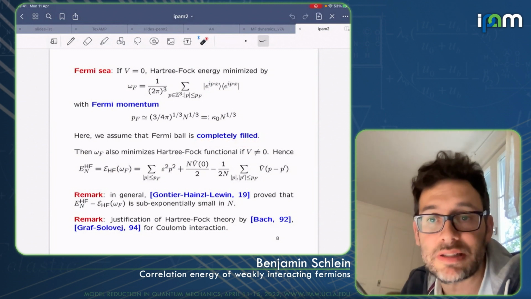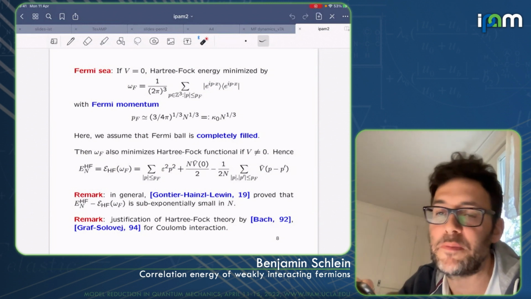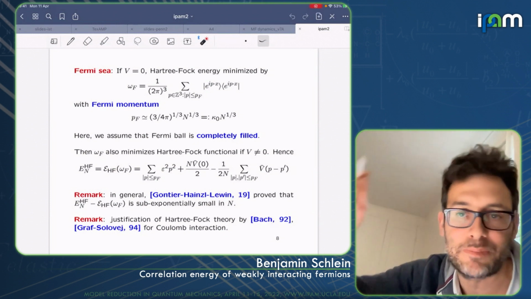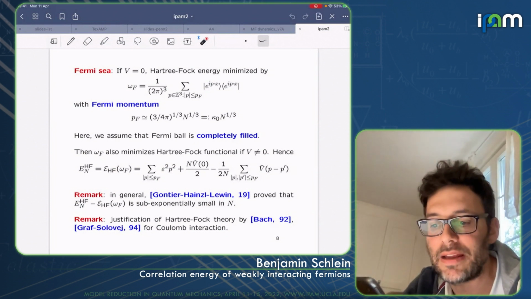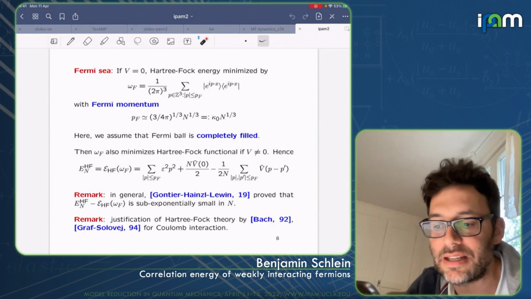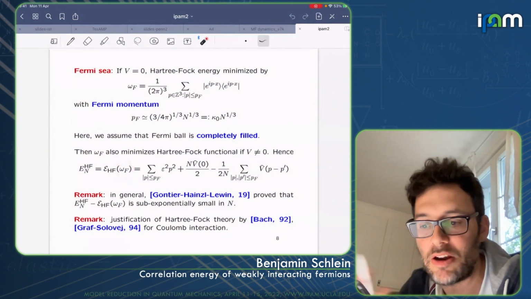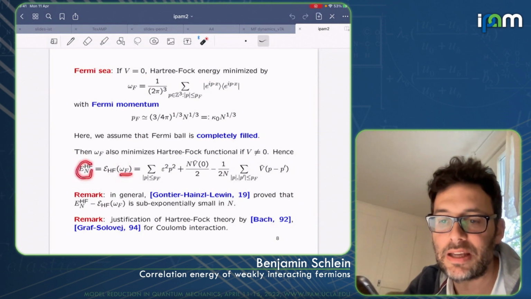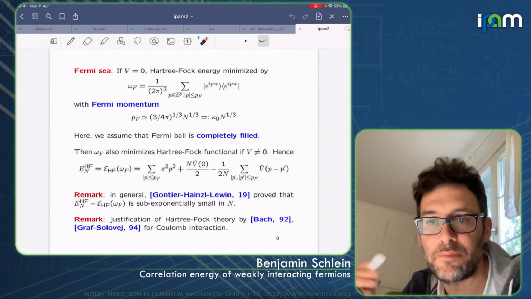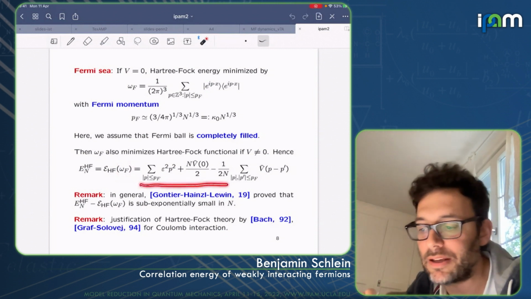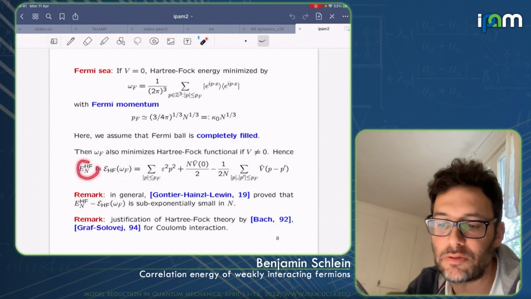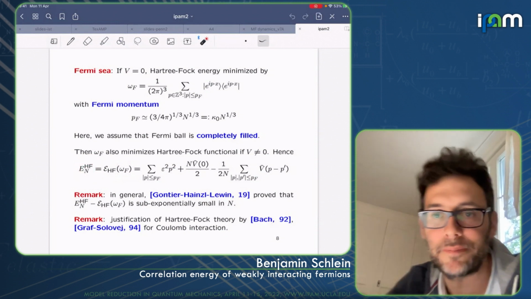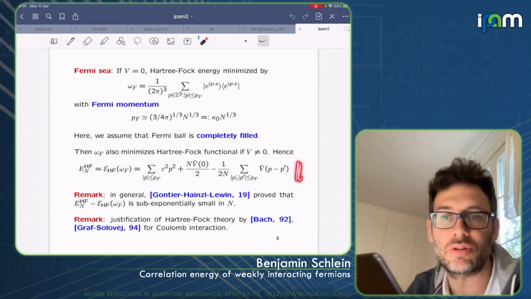Under this assumption, it turns out that even if the potential is not equal to 0, as long as it is positive definite and so on, the minimizer of the Hartree-Fock energy is exactly the Fermi sea. Omega_F does not only minimize the free energy, it's also the minimizer of the interacting energy, with the potential V. And so we find a closed expression for this quantity E_N^HF. Maybe it's not completely closed because you see a sum, but anyway, it's an explicit expression for this Hartree-Fock energy.